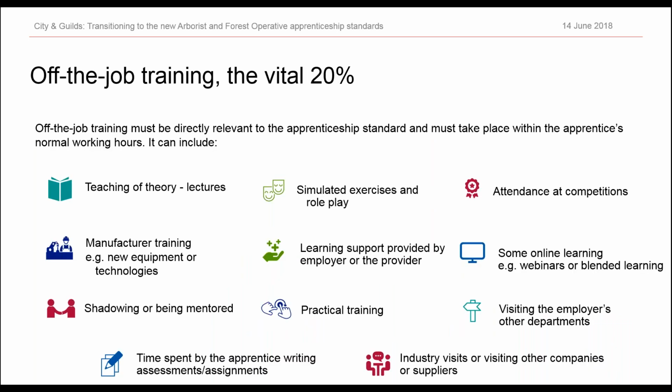So, the off-the-job training, or the vital 20%. Most of us are fairly familiar with this, but for those who are not, this off-the-job training must be directly relevant to the apprenticeship standard and must take place within the apprentice's normal working hours. And here are some examples of things that can legitimately contribute to this 20%.